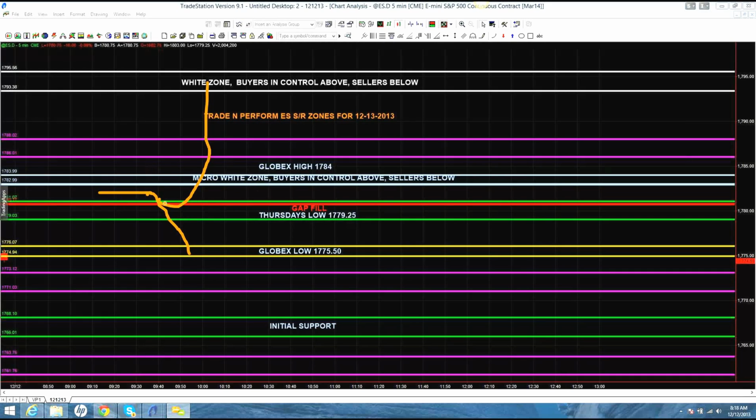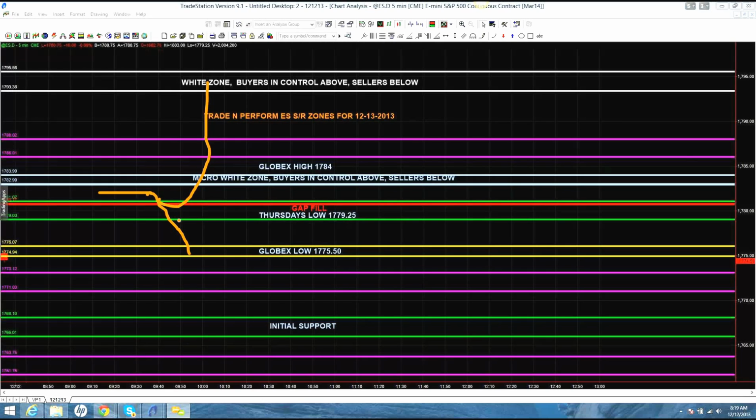So 2 scenarios. We come in and test gap fill, reject, move up through the white zone. The first place I would look to short is on a good extension up into 1795, 1796 area, right up in here, right? And I would expect a rollover. And this would also be a good place to put on a swing trade if we get up here. I have my doubts about our ability to get up here.